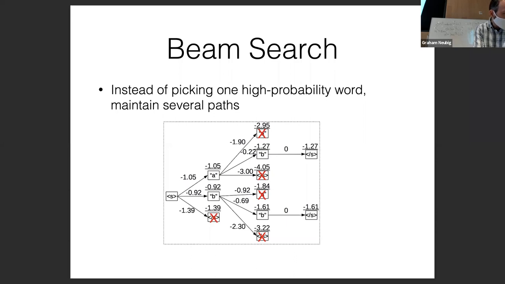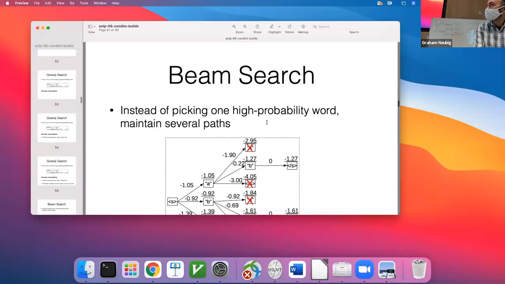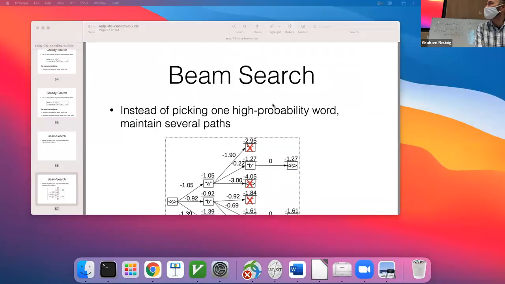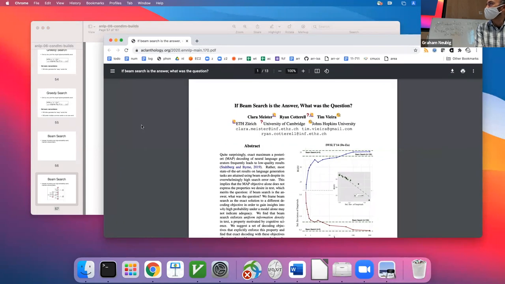I see a couple of questions on Zoom. One is, does beam size refer to how many options at each step or how many steps to maintain in the beam? It's how many options at each step. So if you say a beam size is 50, then you'll be maintaining 50 hypotheses at each step. And someone sent a paper that was describing the problem I talked about. This actually isn't the paper that I was talking about, but this is another paper that talks about the problem of beam search finding bad hypotheses when the models are not trained well.